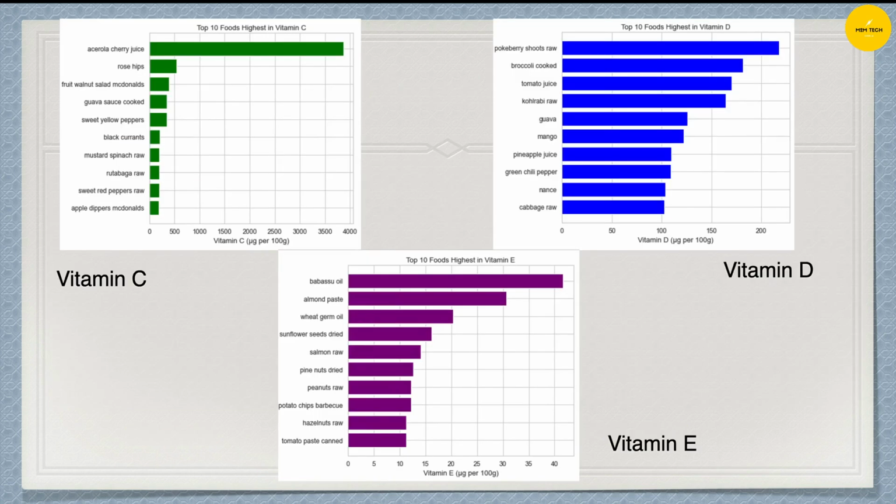Then to continue, these are categorized by vitamin C, vitamin D, and vitamin E. This information is essential for ensuring a balanced diet and meeting micronutrient needs. In vitamin C, we see acerola cherry juice is the highest. In vitamin D, we see pokeberry shoot, and in vitamin E, we see major kinds of oils that are rich in vitamin E.